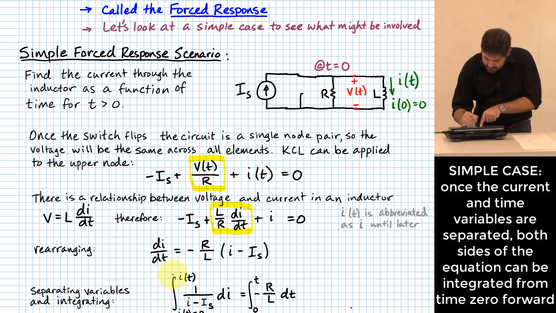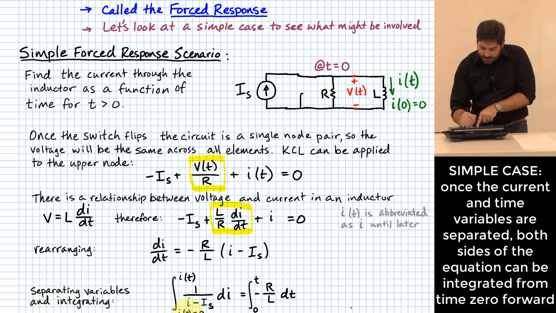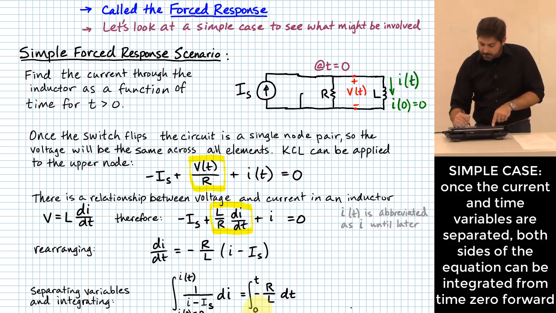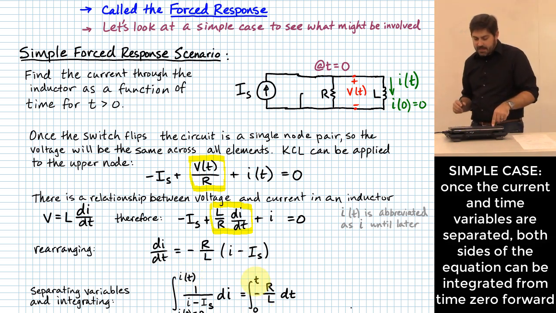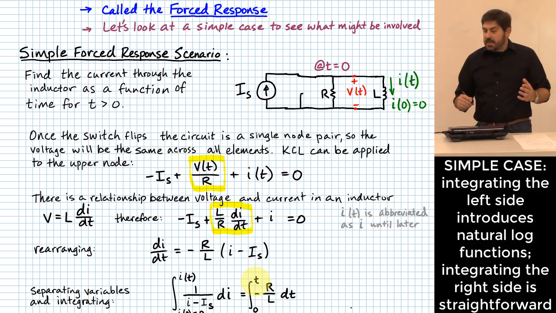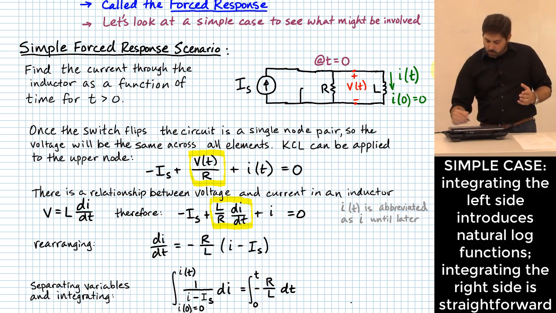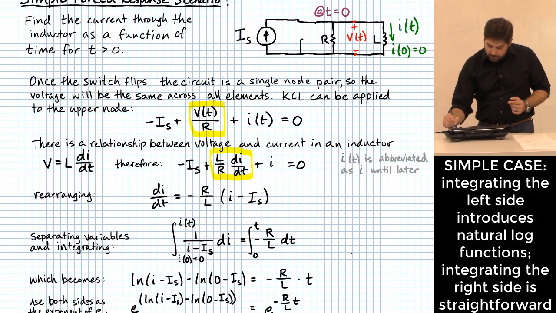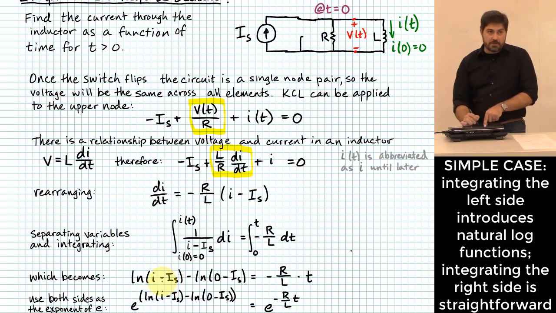Anyway, I need to integrate from whatever the current value is in the inductor at time 0 up to whatever the current value is in the inductor at some arbitrary time t. On the right side, I am just integrating from time equals 0 to time equals t. And so when I do this, what you end up with is 1 over a function of the variable that you are integrating with, what you end up with is natural logs.